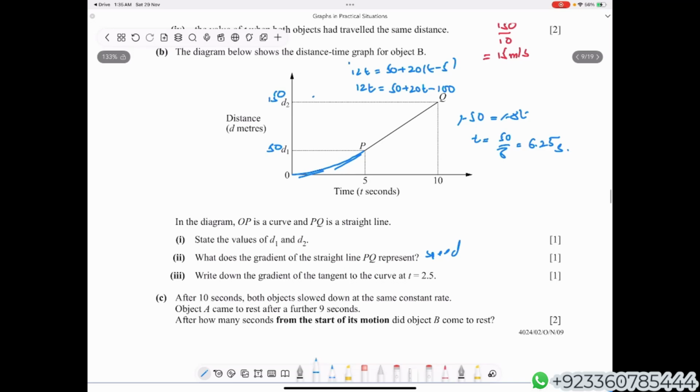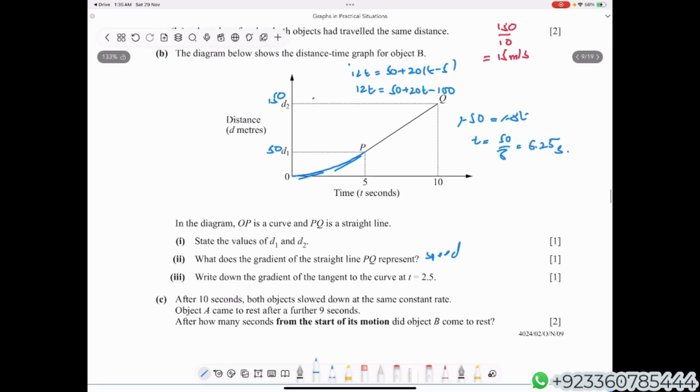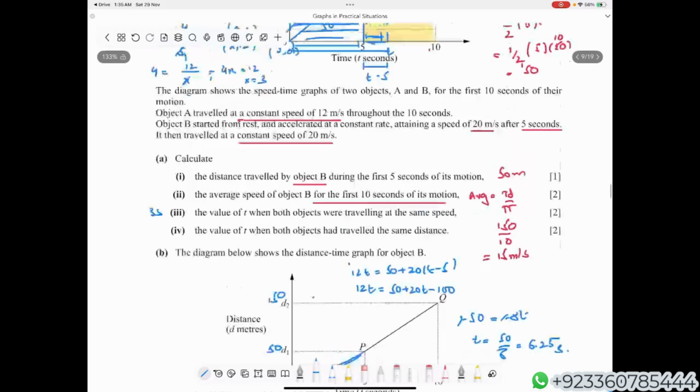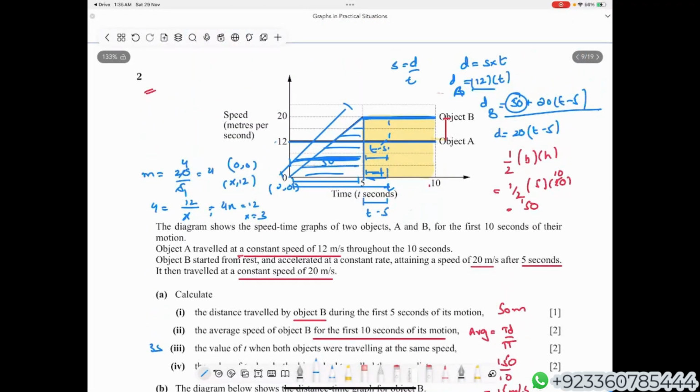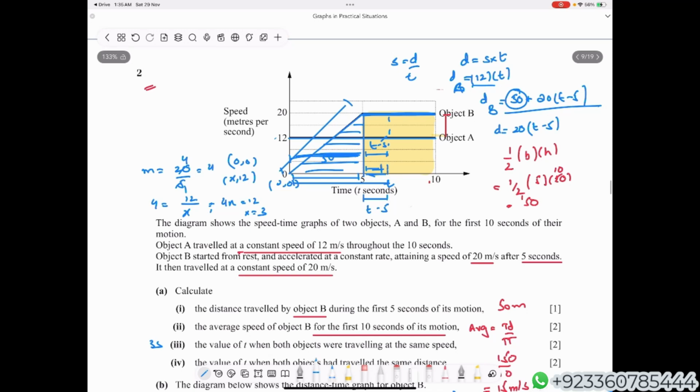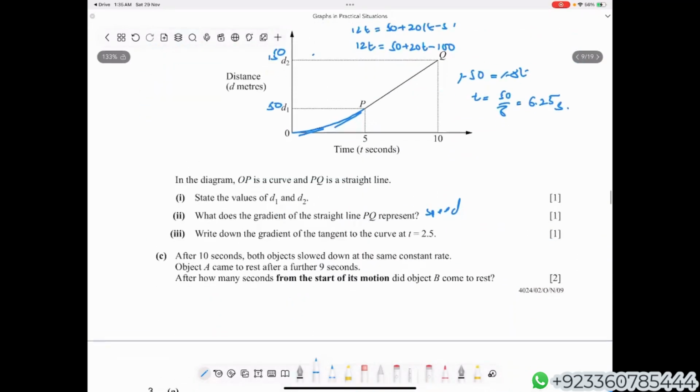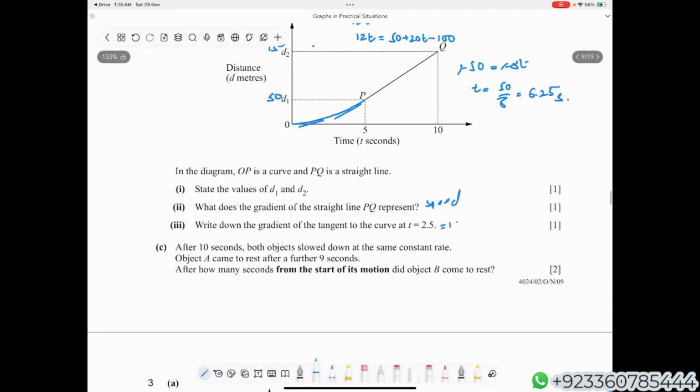Write down the gradient of the tangent to the curve at 2.5. So at 2.5, the gradient of the tangent to the curve is going to give you the speed at 2.5, right? So 2.5 पे आपकी speed क्या हो जाती? हमने यहाँ पर already इसका gradient निकाला हुआ था, which is 4. So it means 2.5 पे time 2.5 पे you want the value for y. So it's going to be 2.5 into 4, which is 10. So इसका आंसर हो जाएगा 10.